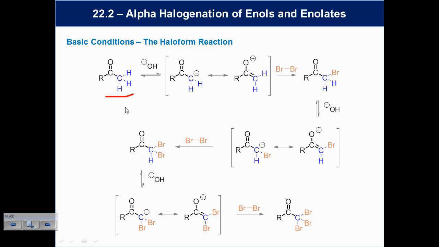We have a methyl ketone. The pKa of the protons on that methyl ketone are about 19. The pKa of the conjugate acid of hydroxide is about 16. So I'm not too far away, right? 19 and 16. I can think about setting up an equilibrium here.